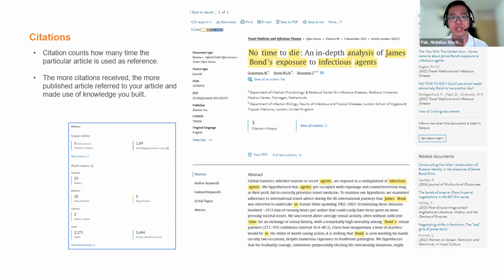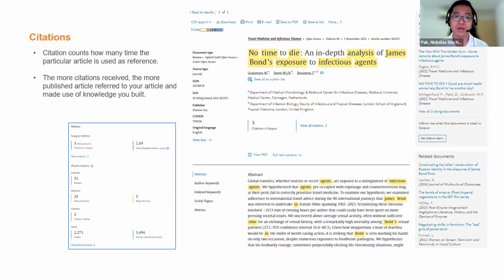So citations itself will count the number of times the particular article is used as a reference. The more citations are received, the more the article will be referred to, and you can leverage on the knowledge that you have built.